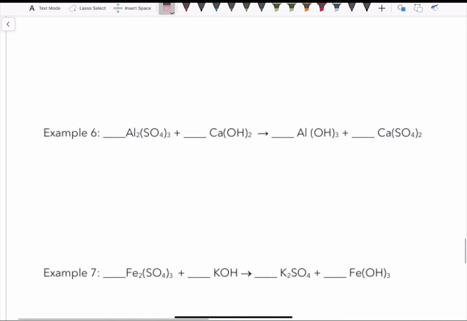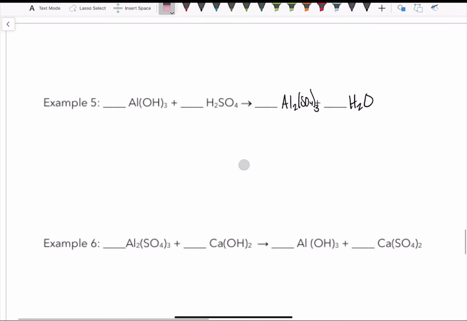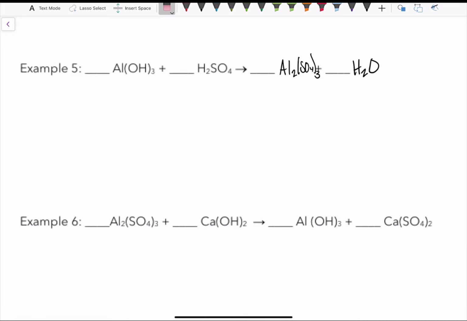So anyways, example 5 should read like this. You should have Al(OH)3 plus H2SO4 yields Al2(SO4)3 plus H2O. So I'm so sorry about that, guys. Thank you for bearing with me.